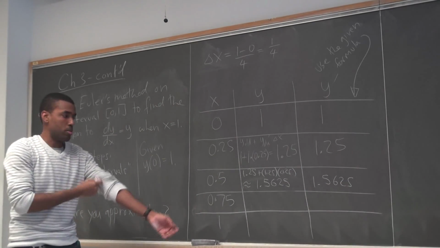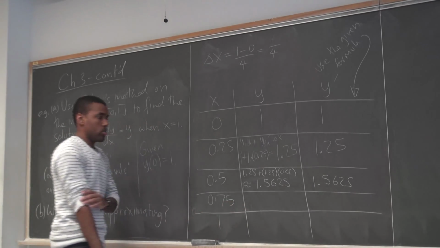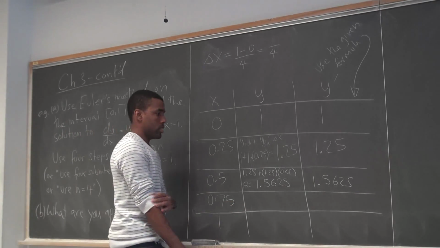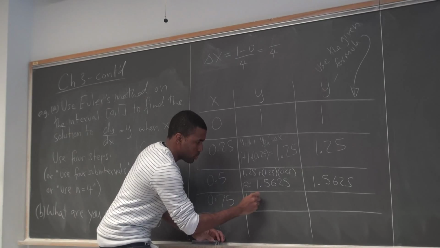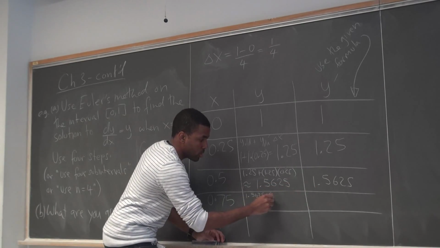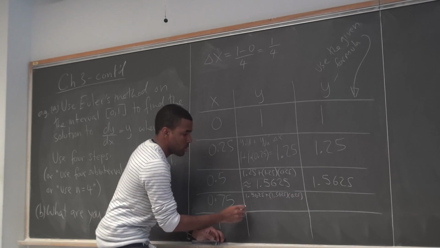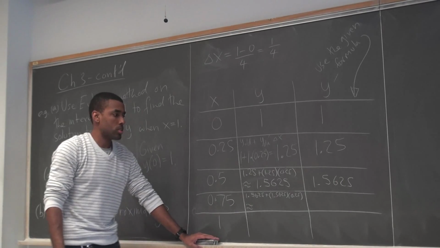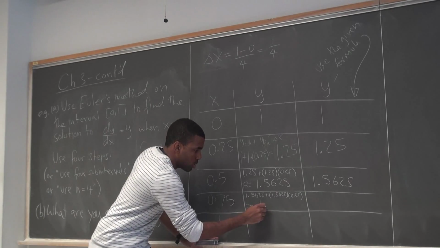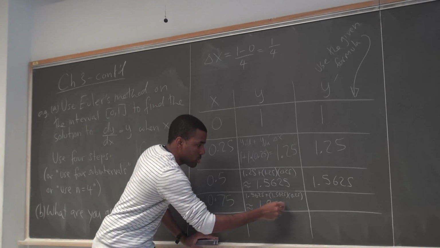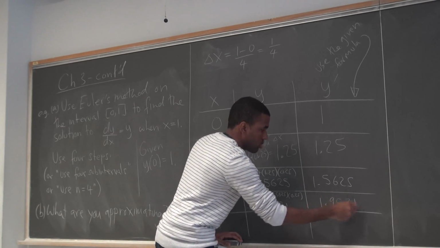We're going to do a more complicated example later, but for now, we're keeping it easy. How do I figure this guy out? Take the old y, which is the guy just above you, 1.5625, plus the old y prime, 1.5625, times your delta x. What is that, roughly, to 4 decimal places? 1.9531. Which means this guy is 1.9531.